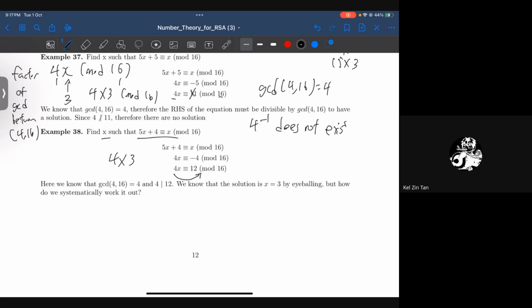So this gives us a little bit of an issue, because sometimes the solution exists and sometimes it does not. In the case of 4x equal to 11, there is no solution. But here, we know that the solution is 3. So how can we check whether a solution exists or not, and even if it exists, how can we systematically find the solution? That's the question we want to work on.